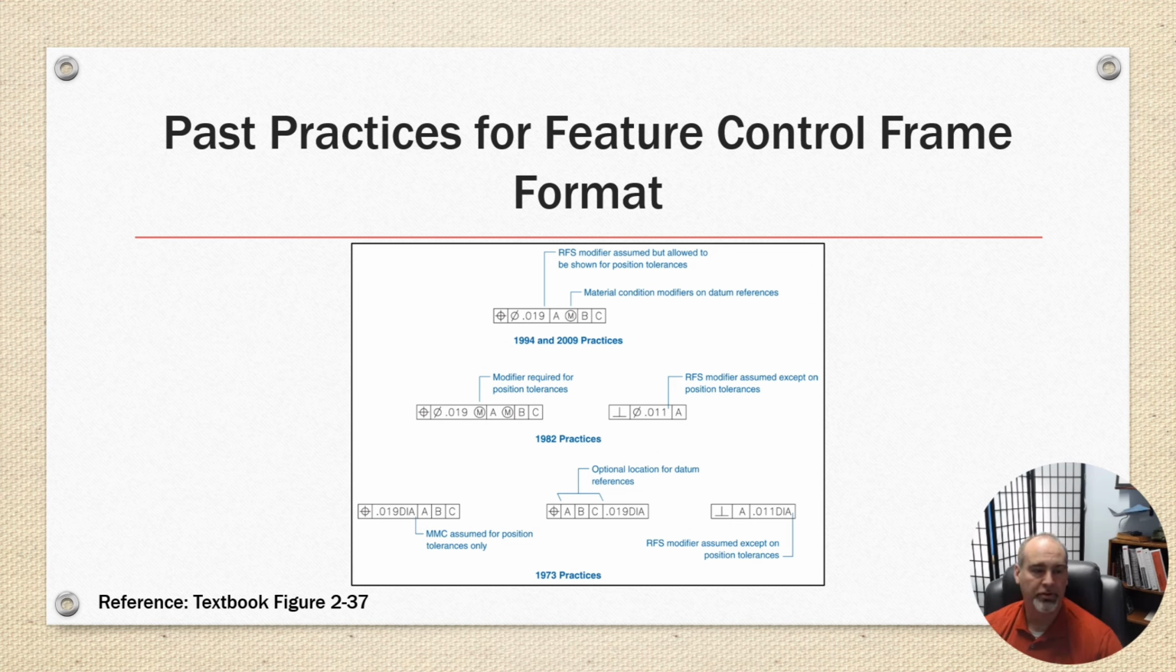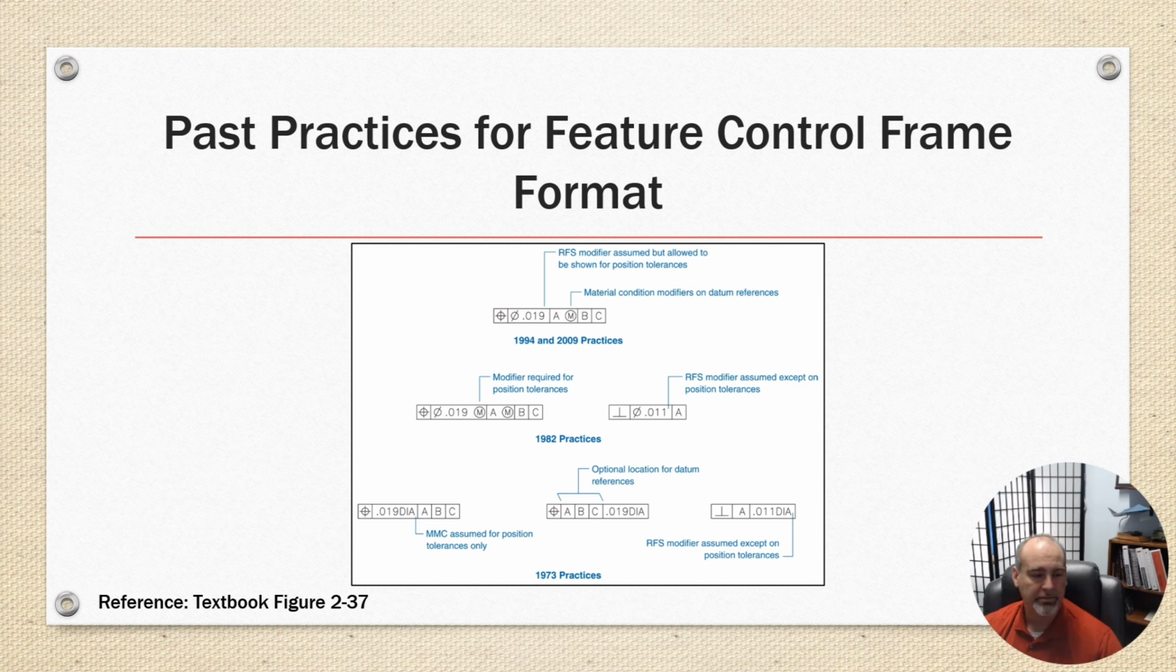Here's with the frames. So from 1994 to 2009, the RFS modifier is assumed but allowed to be shown for position tolerances. And maximum material condition modifiers could be applied to datum references. Now in 1982, you required a modifier for position tolerance. So it could be S, L, or M, and it could be applied to the datums. On other types of frames, it's implied that it's RFS.